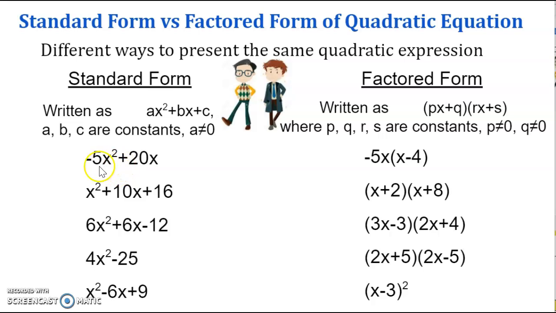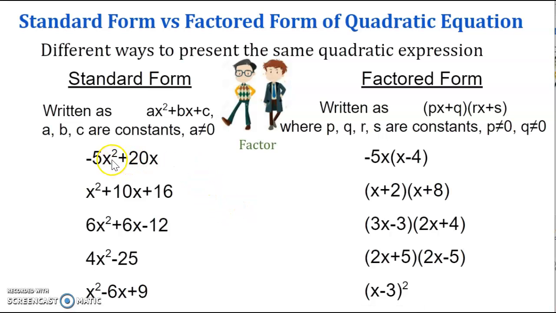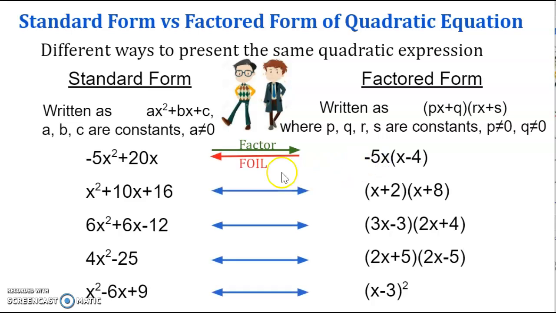These are all examples of standard form. These are all examples of factored form. In fact, they are the factors of this expression. So to go from standard form to factored form, you would factor. What about going from factored form to standard form? You would do FOIL, or the distributive property, to multiply it back and get back here.